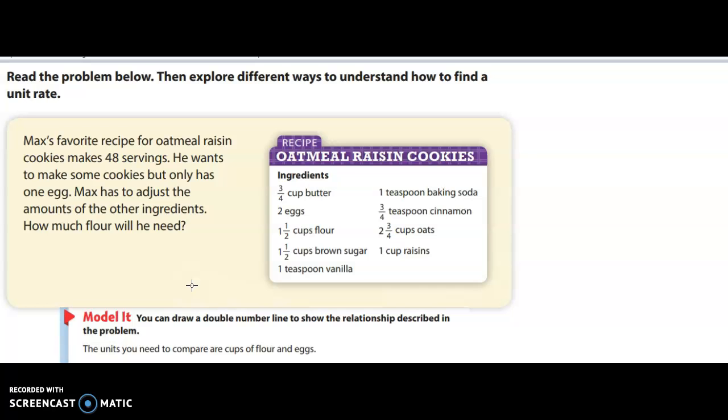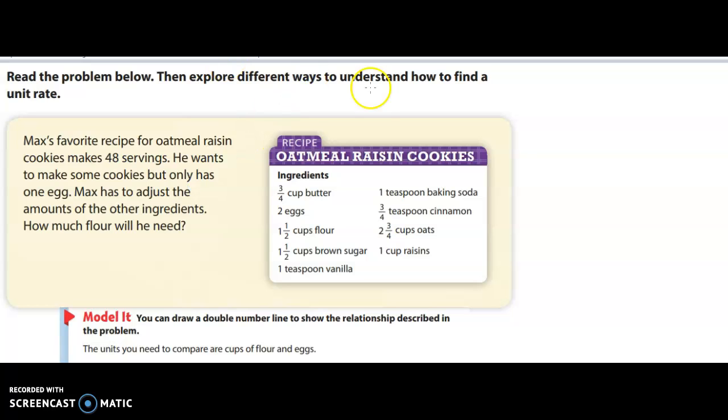So today the problem that we're going to be focusing on says Max's favorite recipe for oatmeal raisin cookies makes 48 servings. He wants to make some cookies but only has one egg. Max has to adjust the amount of the other ingredients. How much flour will he need? So the first thing we're going to do is use our CUBES strategy.